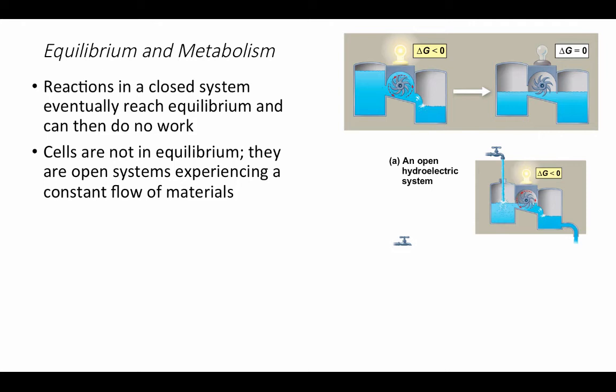So if we think of this hydroelectric system again in an open system, so now we have water entering the system constantly, being released from the bottom constantly. This constant flow of water is going to keep this wheel turning indefinitely and keep this light on. So this is kind of the trick that cells do to make sure they don't reach equilibrium and make sure that these reactions can keep happening, this conversion of potential energy to useful energy, to work energy.